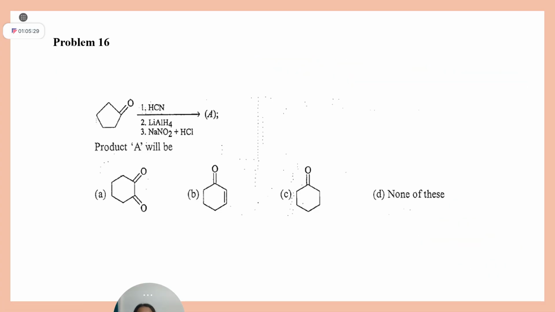So this is your problem number 16, students. First, cyclopentanone is reacted with HCN, followed by LiAlH4, followed by diazotization. Very interesting problem, students. Whenever you are watching my video, please pause the video and try to solve by yourself, then see the solution.